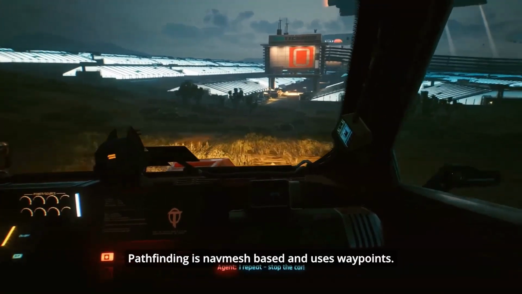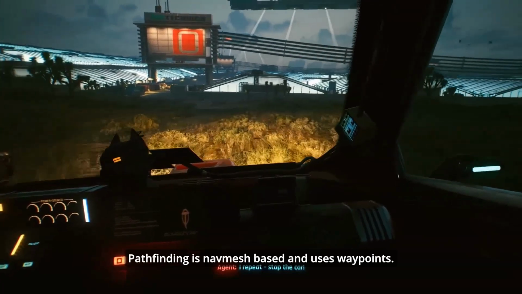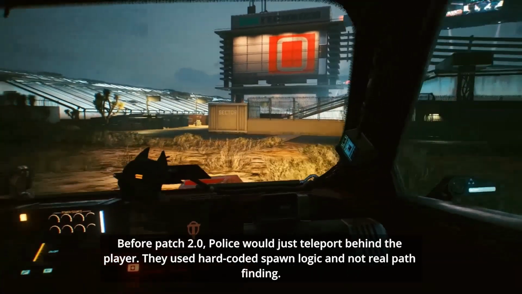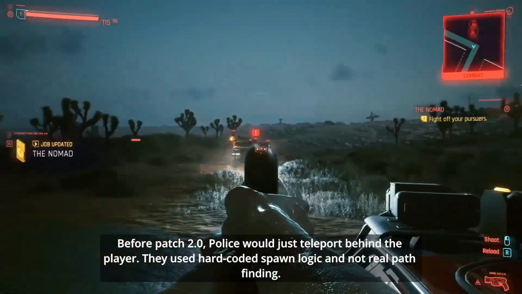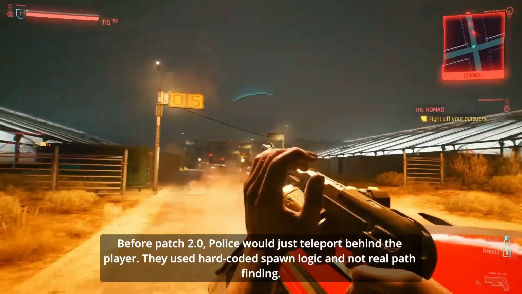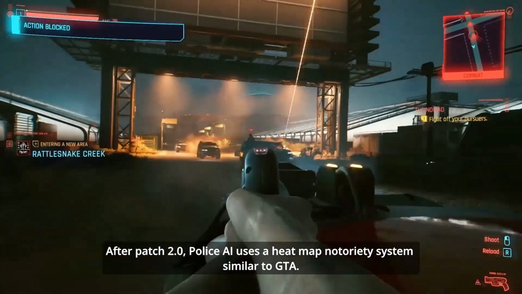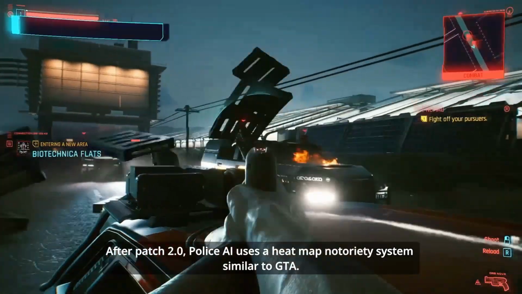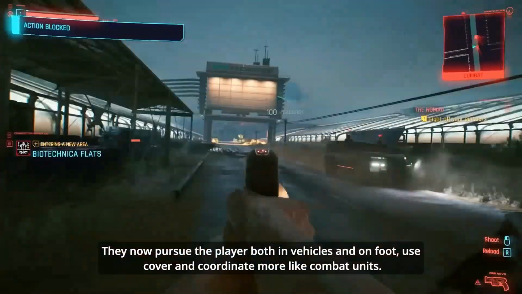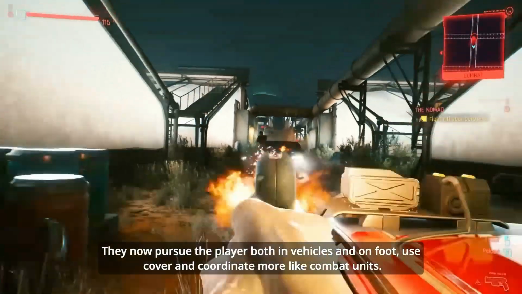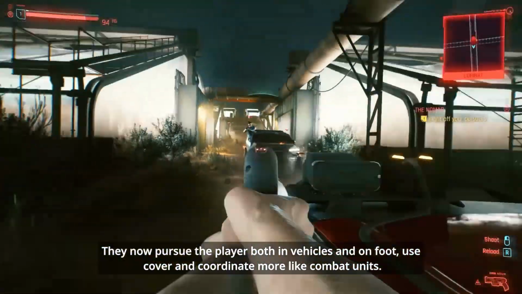Pathfinding is nav mesh based and uses waypoints. Before patch 2.0, police would just teleport behind the player. They used hard-coded spawn logic and not real pathfinding. After patch 2.0, police AI uses a heat map notoriety system, similar to GTA. They now pursue the player both in vehicles and on foot, use cover and coordinate more like combat units.